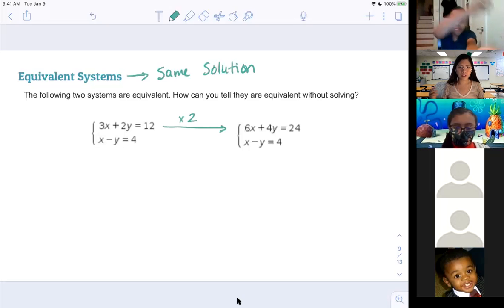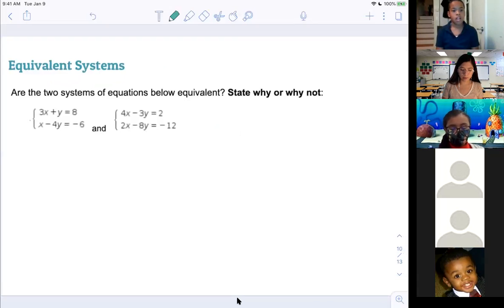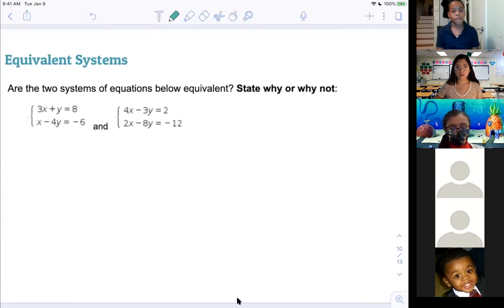So there's 2 things you could do. You could solve each system and get an answer, and then see if the answers match. But the easy way is to see if there's any patterns. Anytime you see a pattern like this one, where the whole thing got multiplied by the same factor, that would be an equivalent system. All right, so that's one way. What about here? Are these 2 systems equivalent? State why or why not. So take a moment, look for patterns.